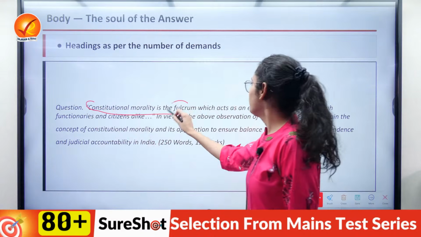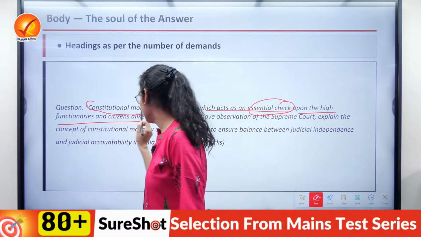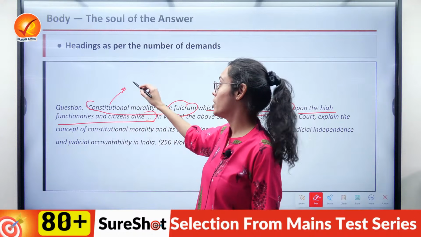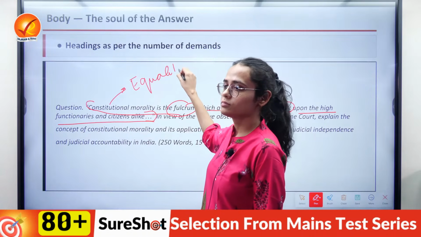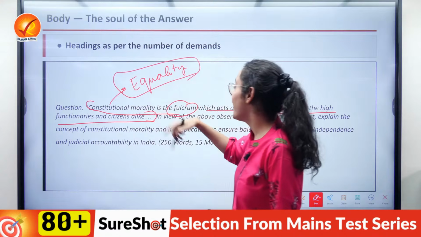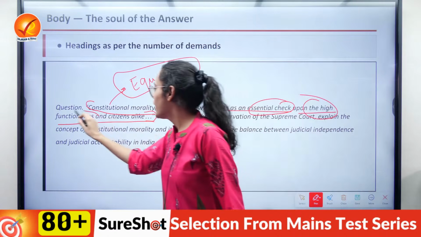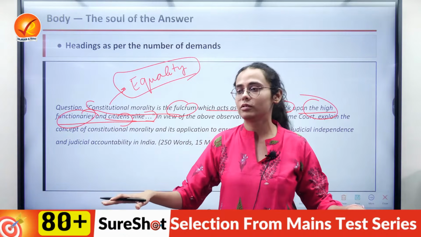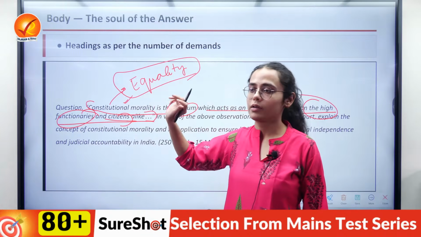Constitutional morality is the fulcrum which acts as an essential check upon the high functionaries and citizenaries alike. The basic funda here which it is talking about is the equality. That constitutional morality helps in balancing the high functionaries and citizens alike. It keeps them on same pedestal. This is the core concept behind this non-core demand.